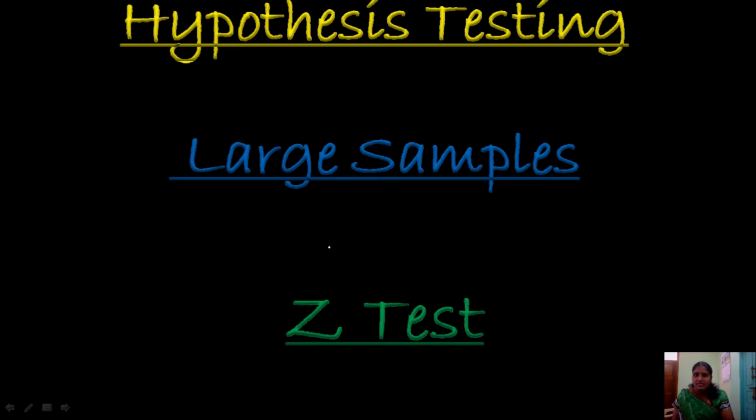Welcome to Math Advice. In this video, I am going to explain hypothesis testing for large samples. Samples can be identified as small samples or large samples based on their size. The size of the sample is denoted by the letter n. If the value of n is greater than or equal to 30, then we call such a sample a large sample. Otherwise, if the value of n is strictly less than 30, then we call that type of sample a small sample.